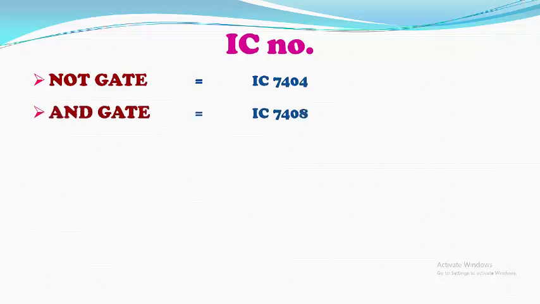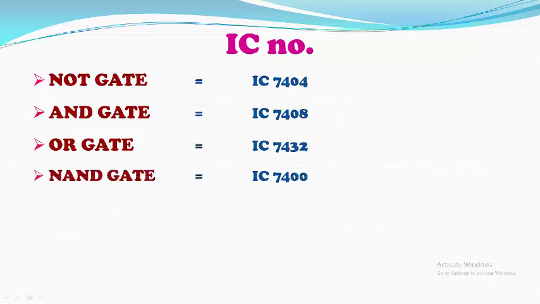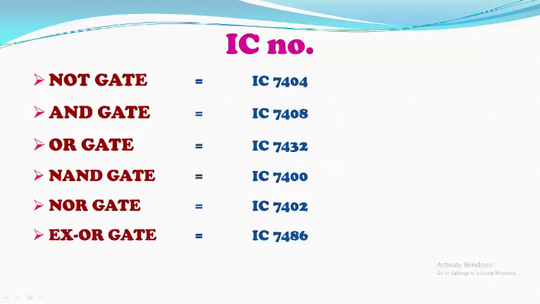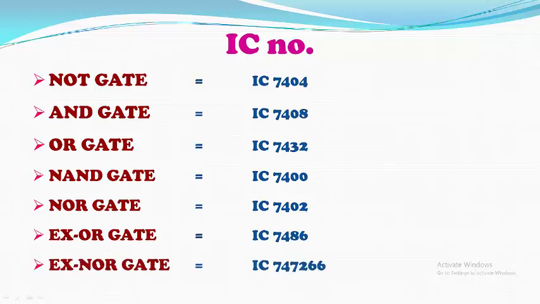Now we will see the integrated circuit numbers of each IC. This first gate is NOT gate. IC is 7404. IC 7408 is used for AND gate. IC 7432 is used for OR gate. IC 7400 is used for NAND gate. IC 7402 is used for NOR gate. IC 7486 is used for XOR gate. And IC 74266 is used for XNOR gate.